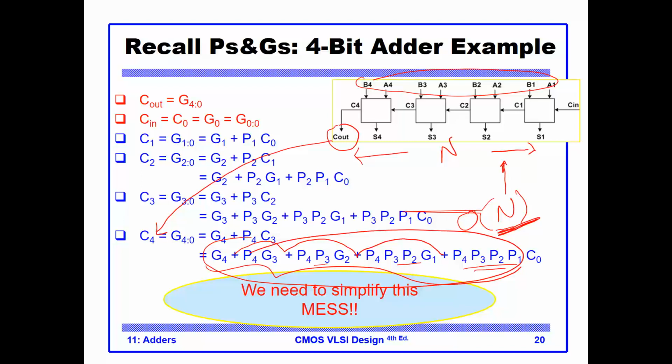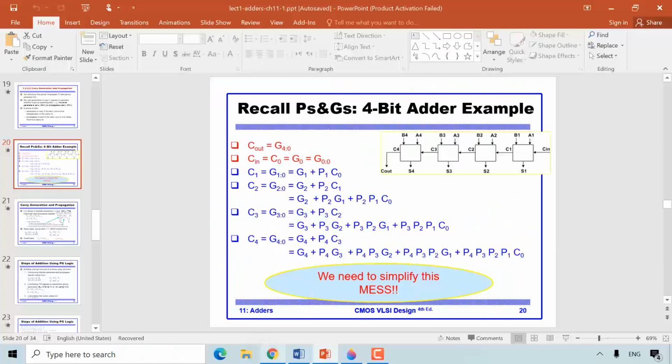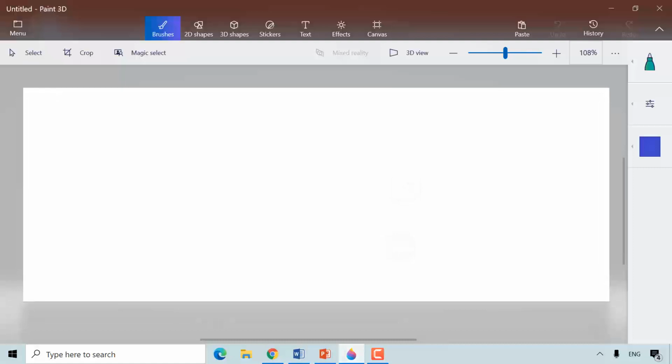We need to find a better way because this is delaying my propagation to create the cout and making the adder, which is a fundamental operation, slow. So how can we speed this up? Obviously we can speed things up by doing things in parallel. Let me give you an example. Let's go to the whiteboard here.